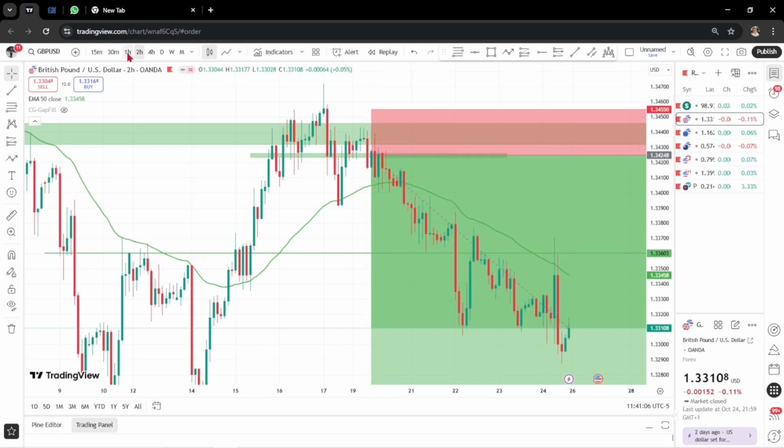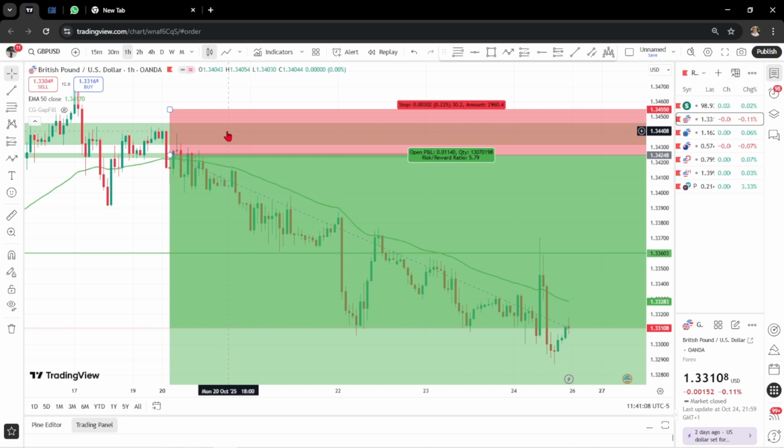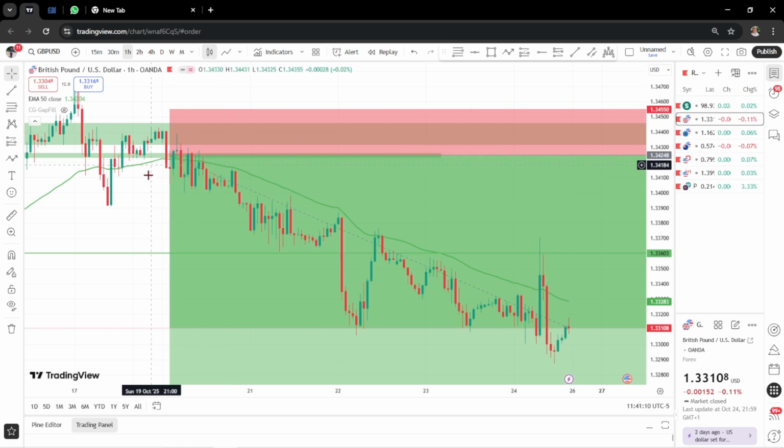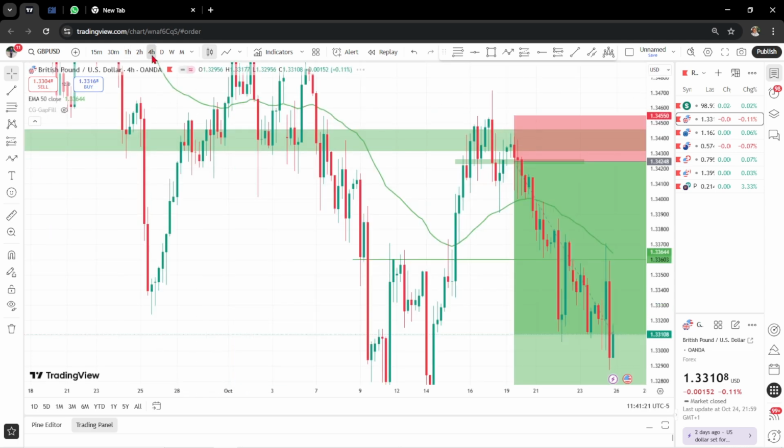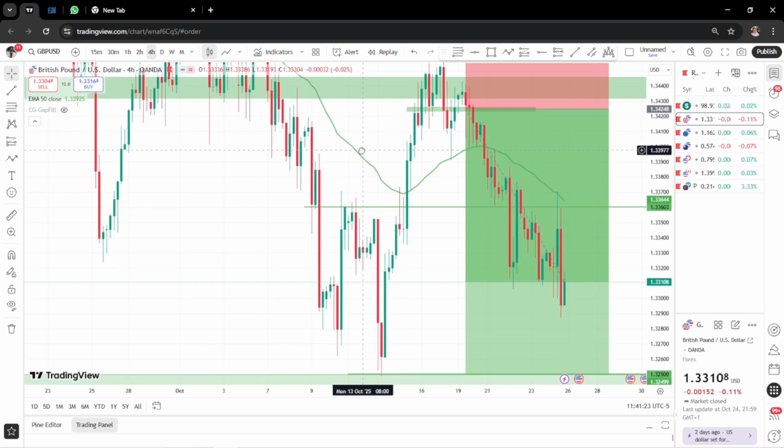If you go to the 1-hour time frame, you can see it was a resistance level on the 1-hour time frame, so it was so strong. I entered my sell around this area, stop loss above here, then I set and forget. This market was so beautiful.